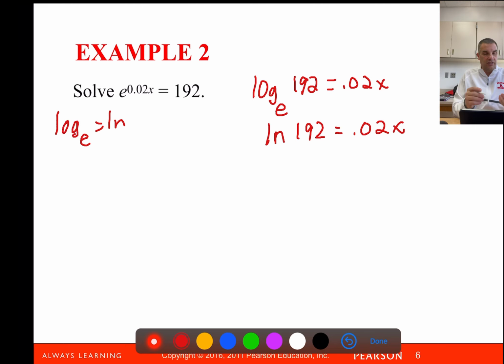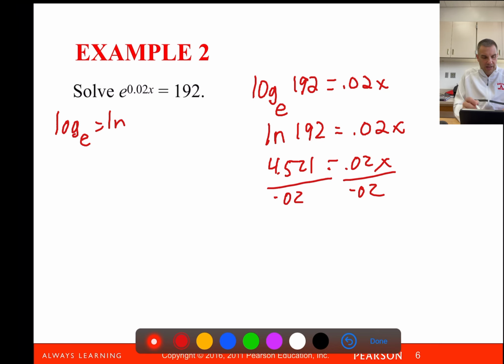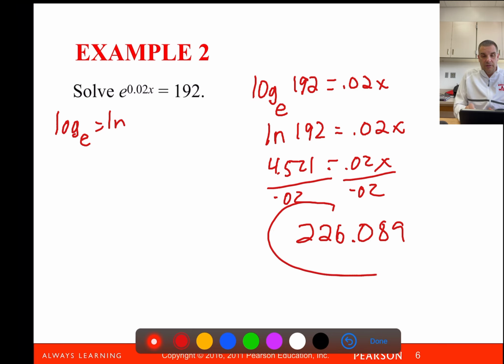I'm not going to write that number down, but think about what you're going to do. Well, I'll write it down. It's 4.521-ish. That's going to equal 0.02x. We have to solve for x. So how do you solve for x? You divide by 0.02. When you divide that by 0.02, you get 226.089. And you're done. And that's the value for x that makes that work.